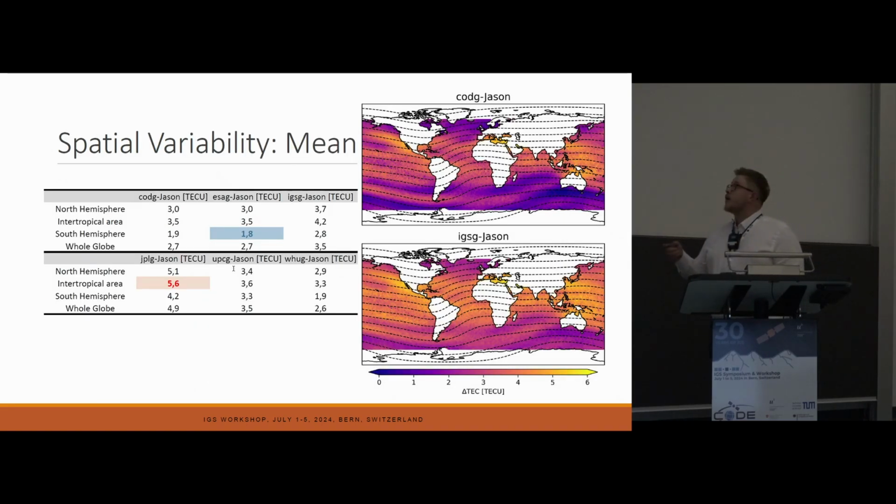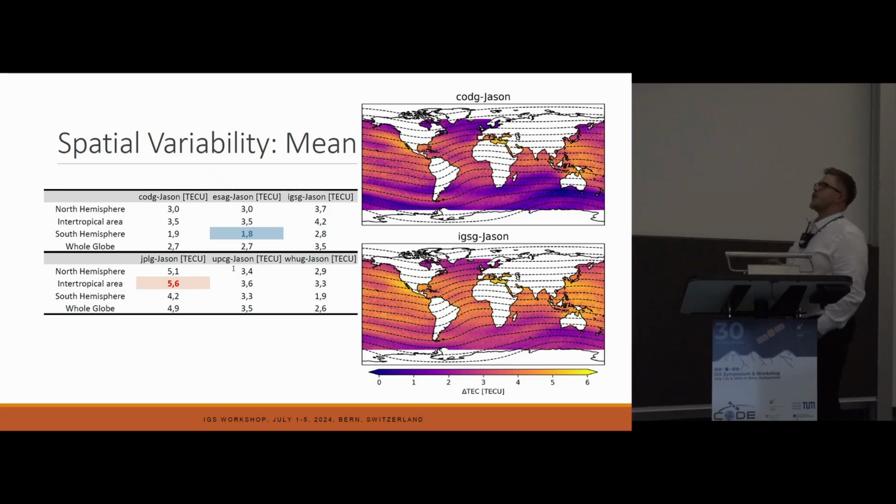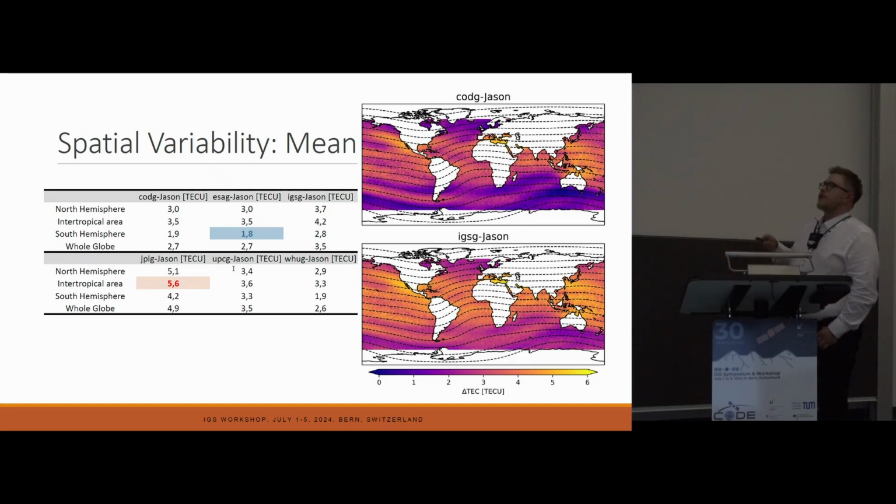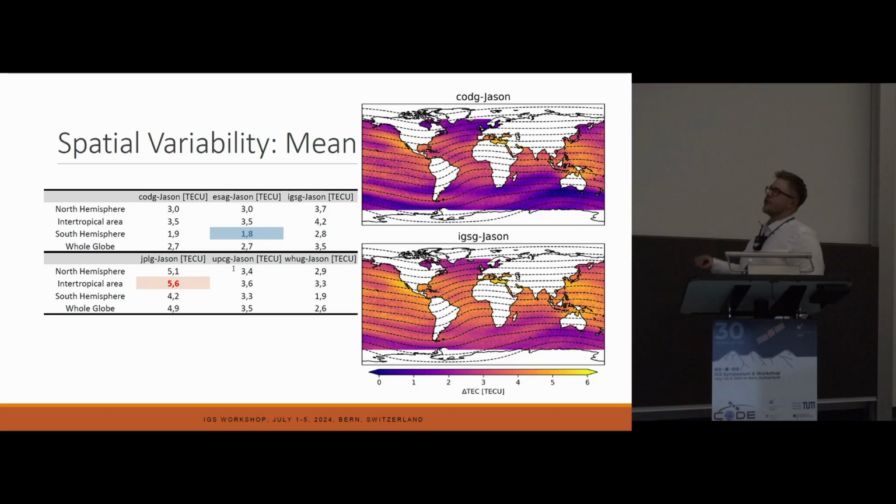Going further, we have spatial variability. In this case, we are back to 5-minute data, and we applied a 2x2 degree window, and we were moving this window by half a degree to calculate statistics inside of this window. As we can see, the lowest averages we obtained for the southern hemisphere.